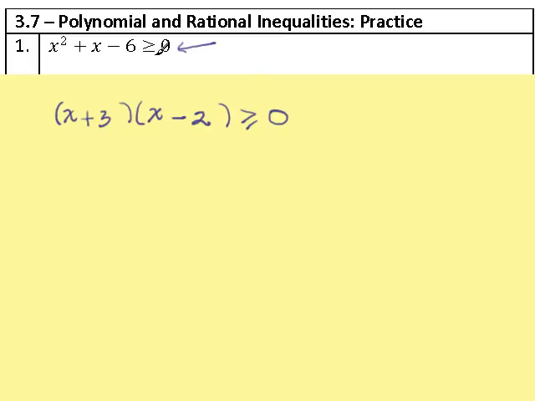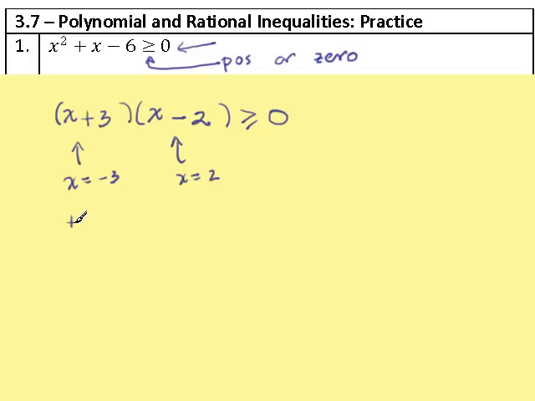Greater than or equal to 0, that means positive or 0. Okay, so we're looking for both. Where is it positive and where is it 0? All right, well, this is equal to 0 when x is equal to minus 3 and when x is equal to 2.